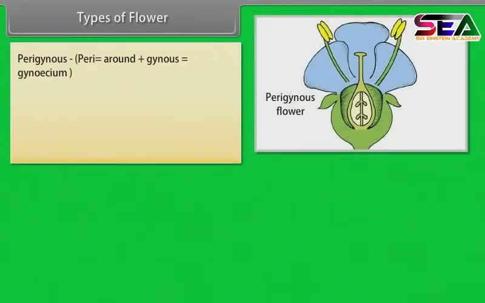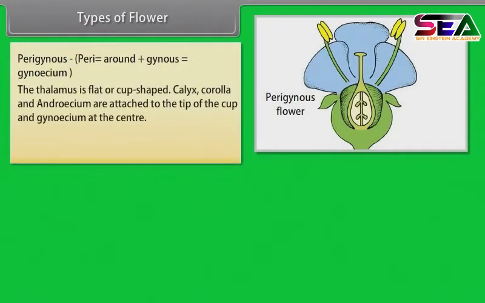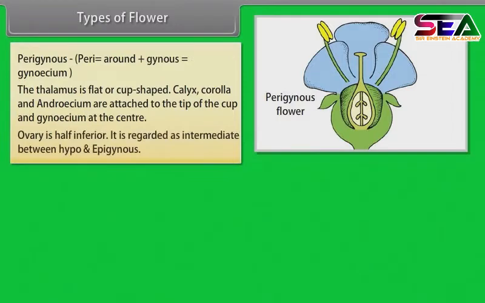Perigynous. The thalamus is flat or cup-shaped. Calyx, corolla, and androecium are attached to the tip of the cup and gynoecium at the center. Ovary is half inferior. It is regarded as intermediate between hypo and epigynous.